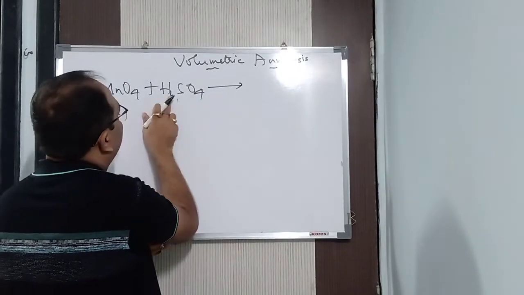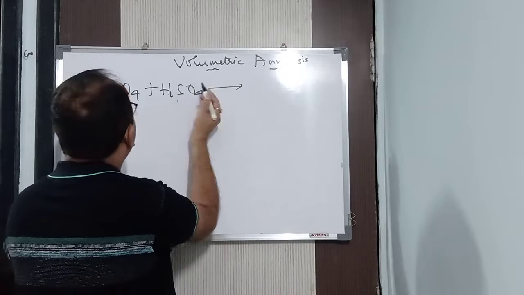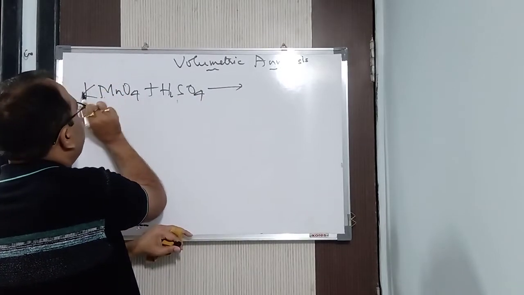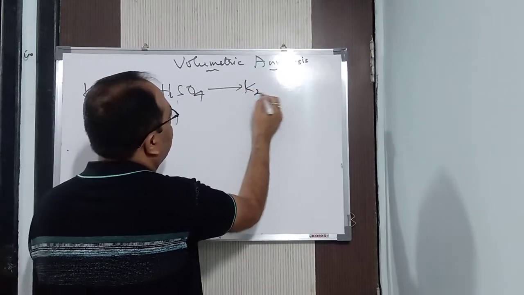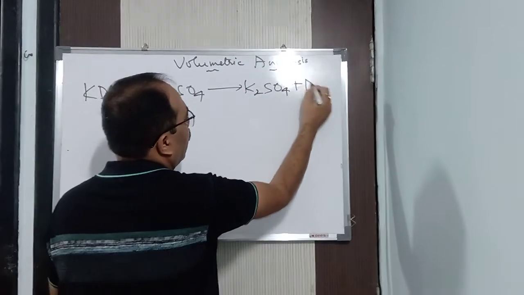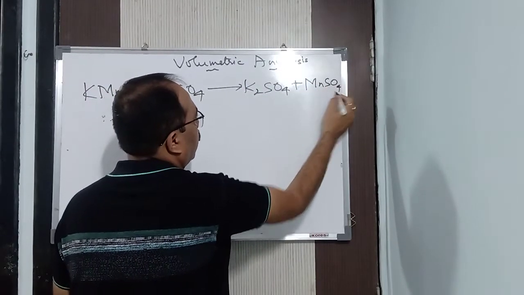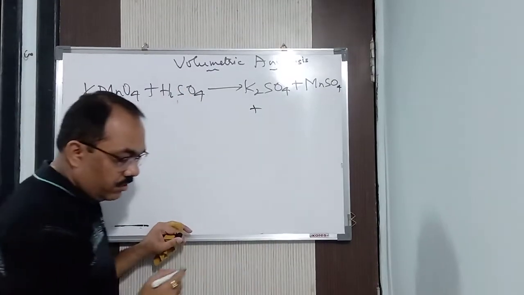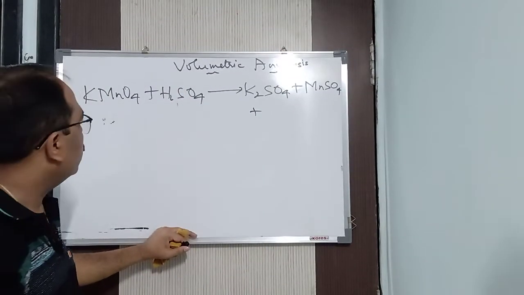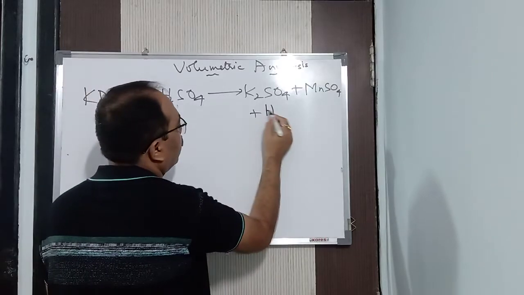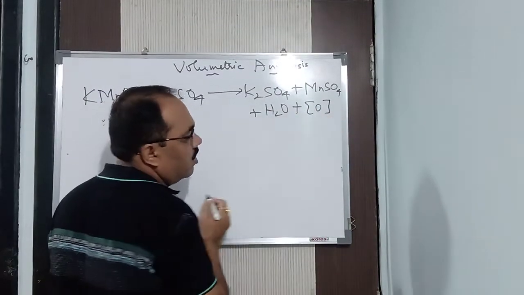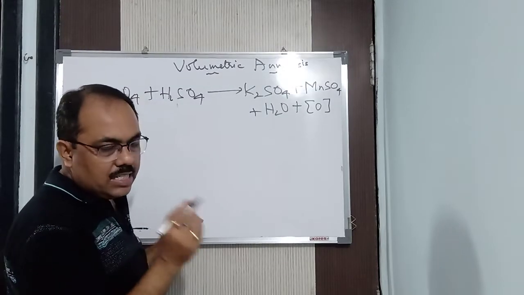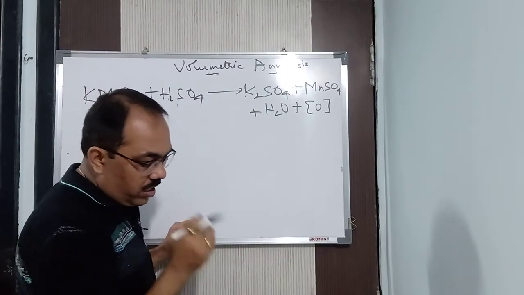So what will you get? See, KMnO4 and H2SO4. It's very simple. Here two cations are there, potassium and manganese, and the anion is sulfate. So very simple: K2SO4 plus MnSO4. First of all, it forms. In this way, you have to understand the equation, that K2SO4 and MnSO4 are formed. Then water will be formed. And as it is an oxidizing agent, it will give you nascent oxygen.